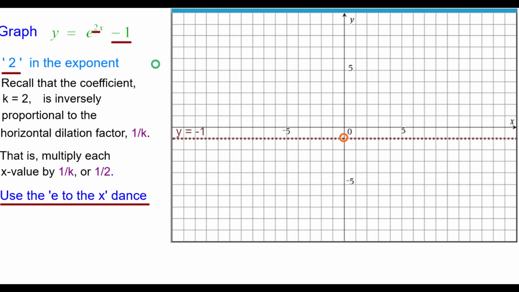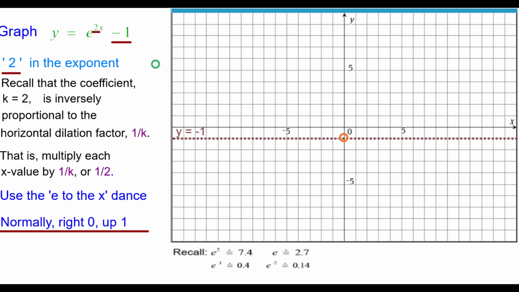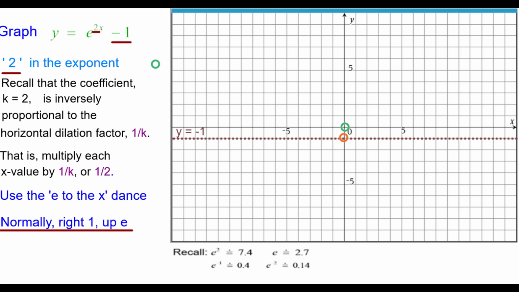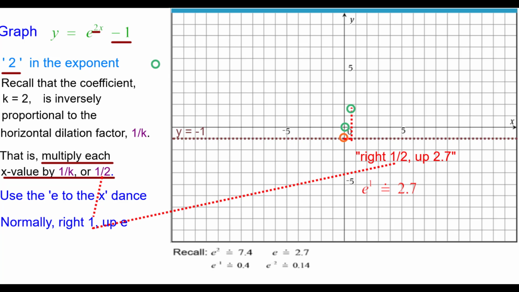So we're ready to do the e to the x dance. And here are our powers of e that we need to know. So normally we go right 0, up 1. In this case, we'll stay right 0, up 1 because multiplying that 0 by half has not affected it at all. Recall that e to the 0 is 1. Then we go right 1 up e. In this case, we're going to go right 1/2 up e, which is about 2.7.